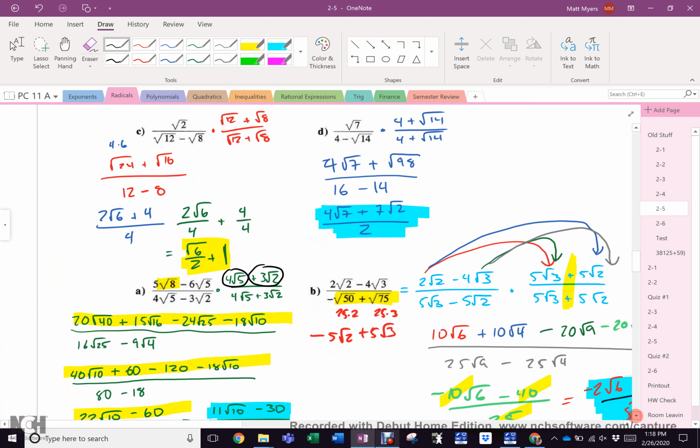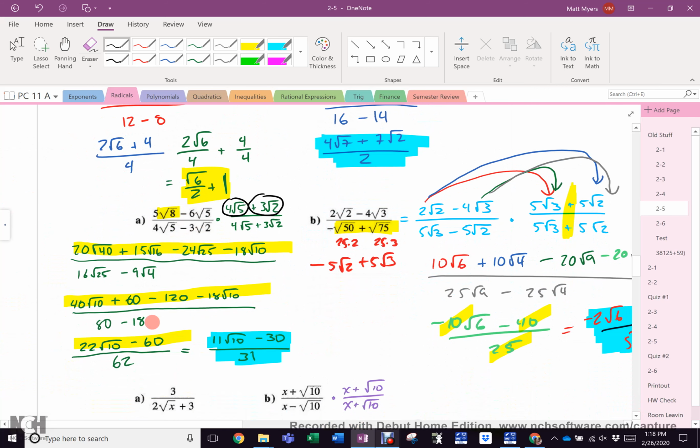All right. Remember, the yellow is fine. The blue is better.